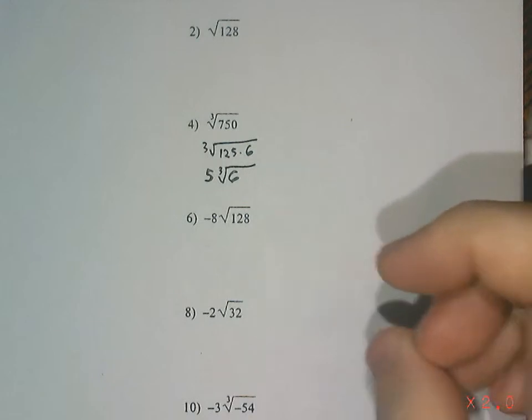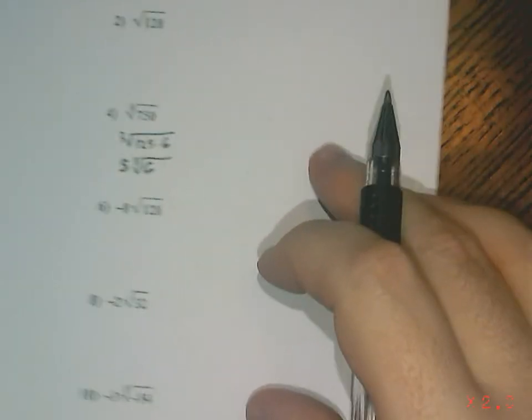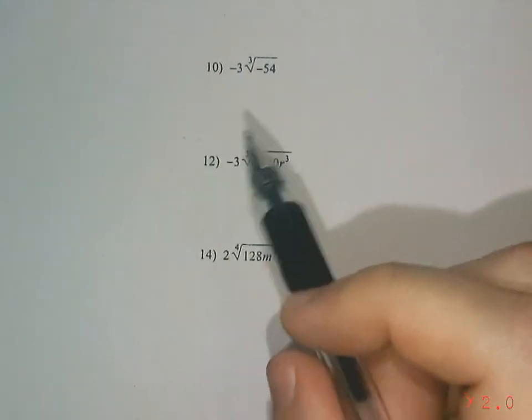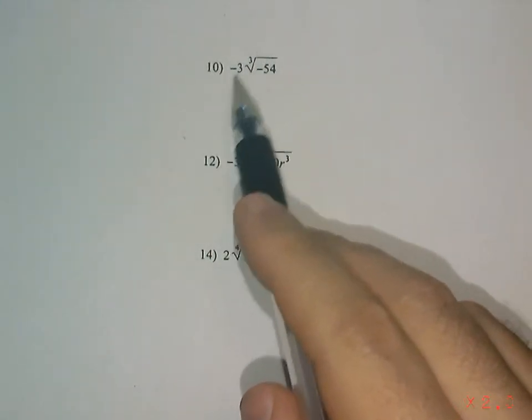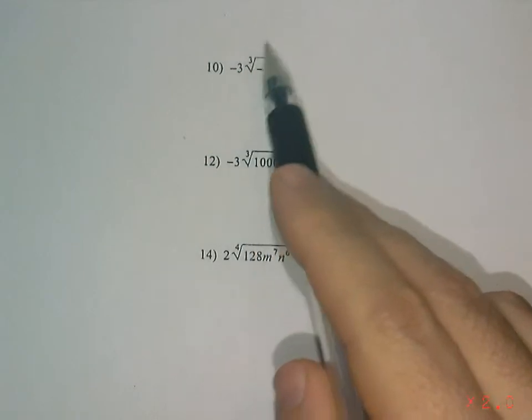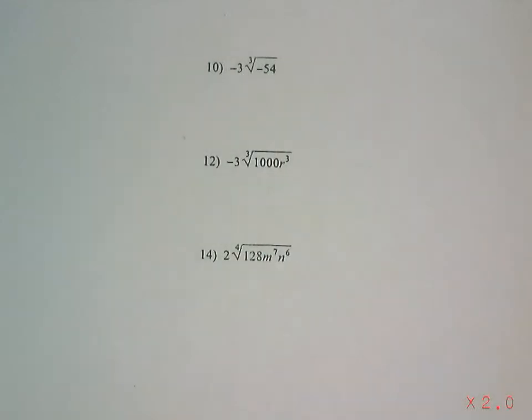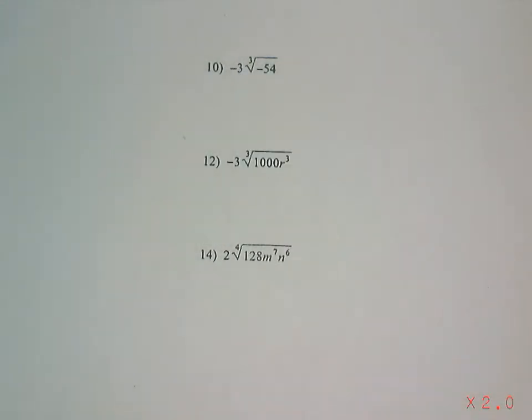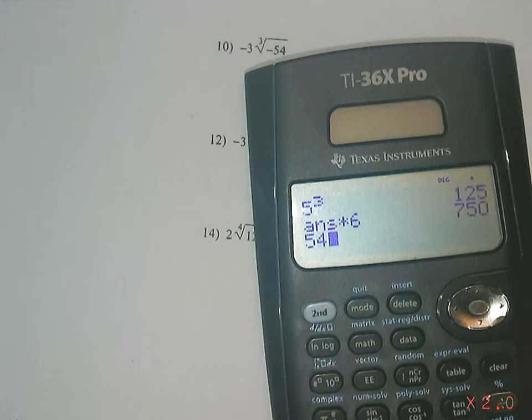Okay, let's look at another example. This is a good one. Let's look at number 10. So number 10, I have a negative 3 times the cube root of negative 54. So I already have something in front. That's fine. Let's look inside of the cube root. Let's break it down. What would be 54 divided by 2? So 54 divided by 2 is 27. Is 27 an easy cube root?